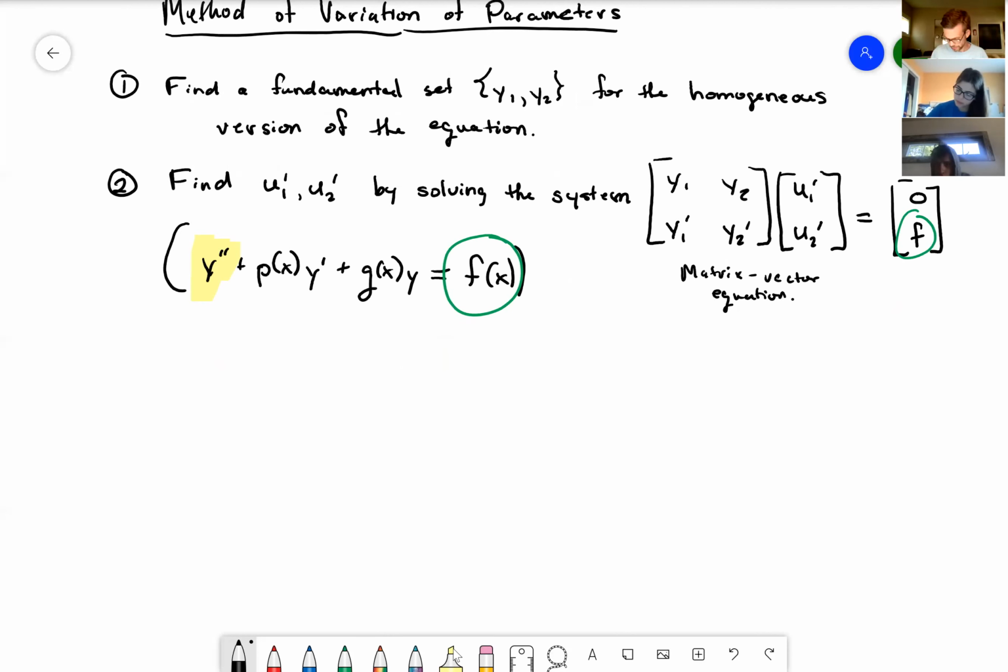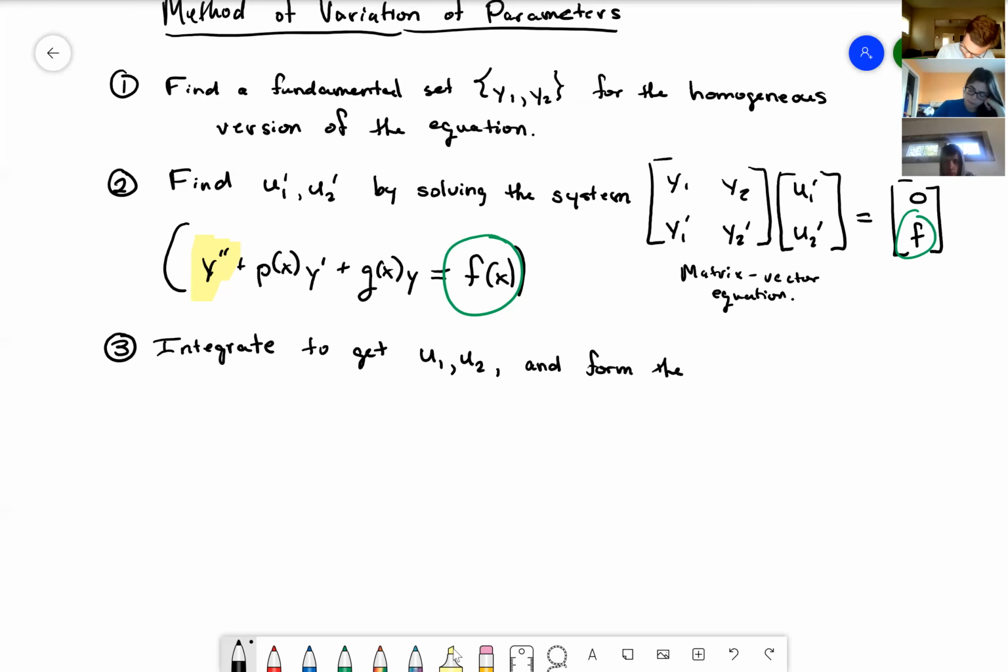The entries here are functions instead of numbers, but that's no problem because the steps that we go through in order to solve a system of linear equations work exactly the same for functions as they do for numbers. Well, practically the same. So there's no problem with that. And finally, step 3, we integrate u1 prime and u2 prime to get u1, u2, and use them to form the solution y equals u1, y1 plus u2, y2 plus c1, y1 plus c2, y2.